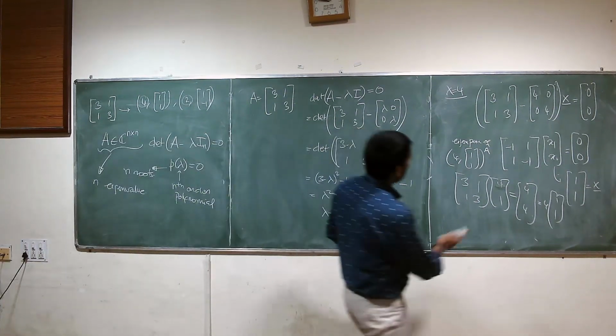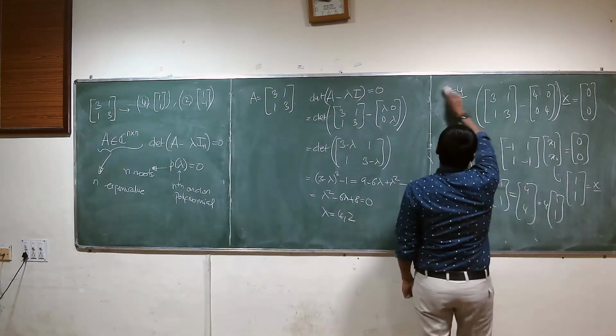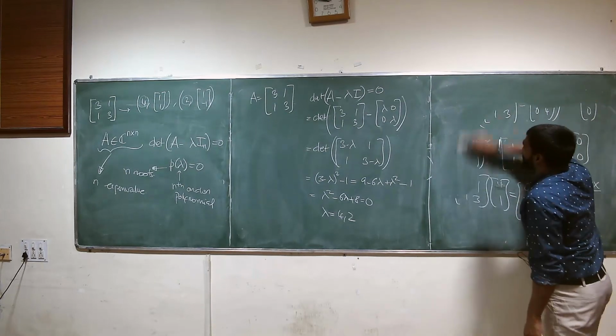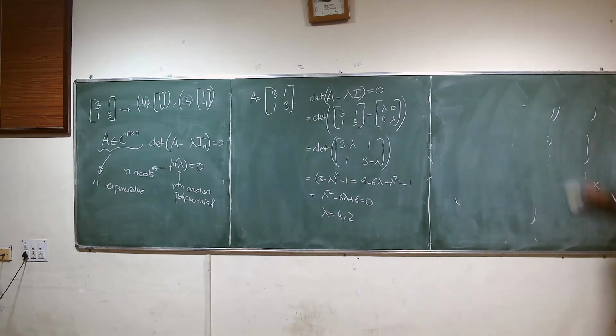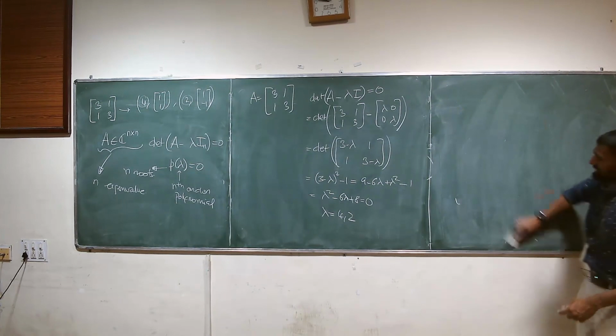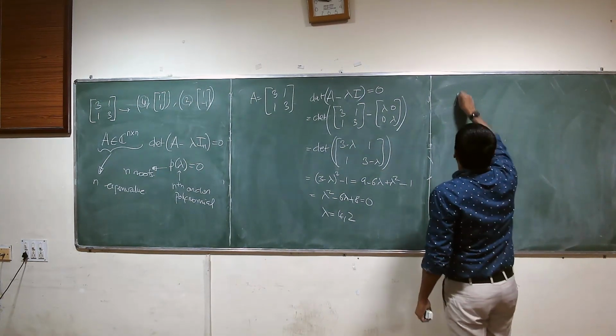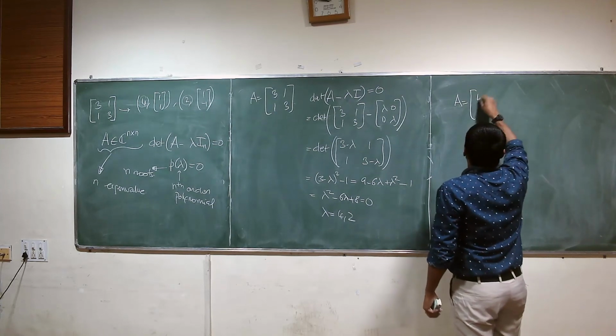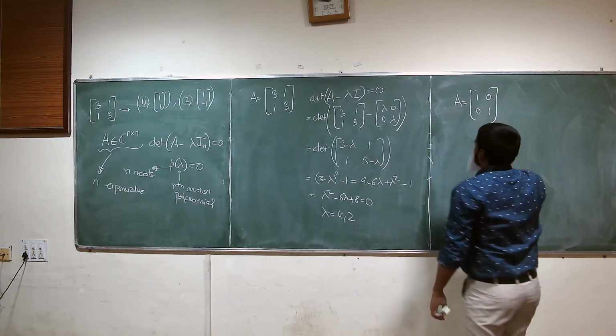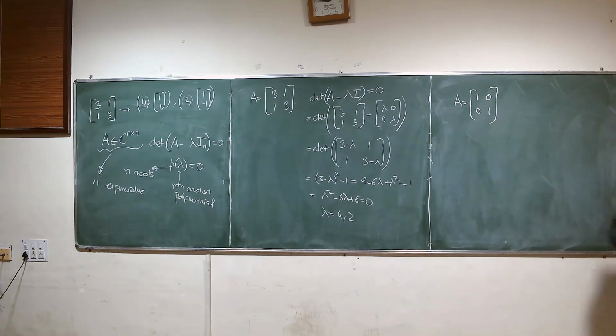Because we only have 5 minutes, we will not proceed. We'll maybe do another example for finding out the eigenvalues and eigenvectors before we proceed, and then we can take it up from next class. What if A was this? What are the eigenvalues and eigenvectors of this matrix?